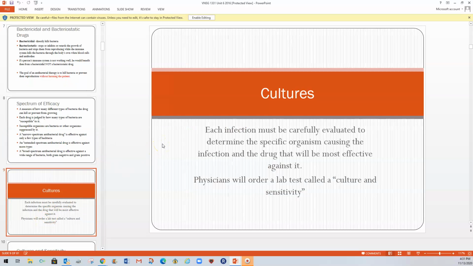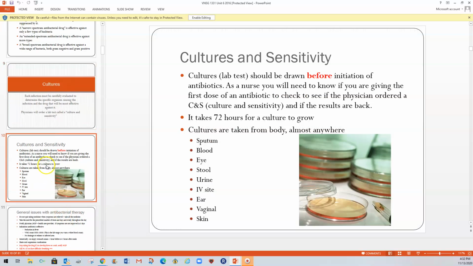Cultures: each infection has to be evaluated to determine which organism it is and which medication is most effective with it, and a physician will order a culture and sensitivity test. The labs are always drawn, if possible, unless it's an emergency, before the first dose is given. So the nurse needs to know, okay, this is the first dose of an antibiotic, and you need to check to see if the doctor ordered a C&S, and if so, has it been done?